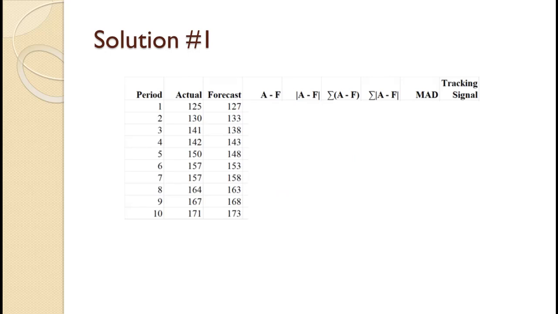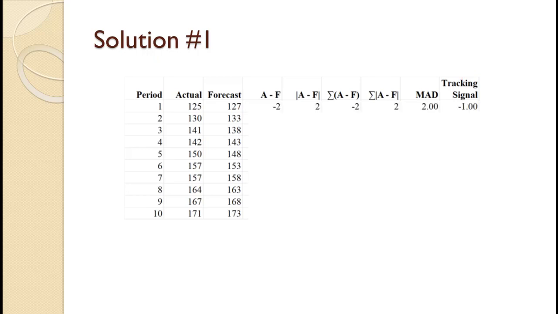The calculations will require the following 6 columns. The actual minus forecast value for this period. The absolute value of the actual minus forecast value just computed for this period. The cumulative actual minus forecast value through this period. The cumulative absolute value of the actual minus forecast value through this period. The MAD through this period. The tracking signal for this period.